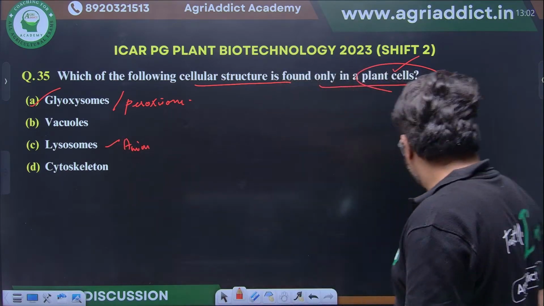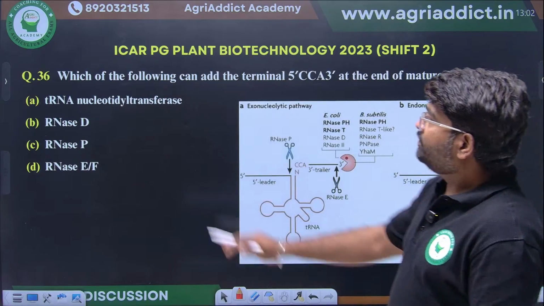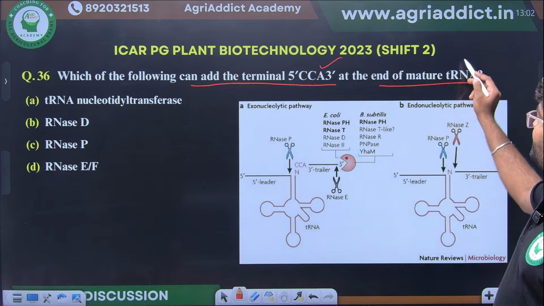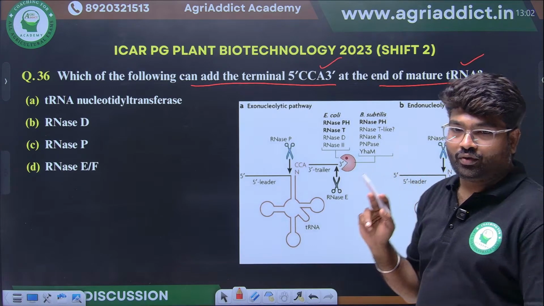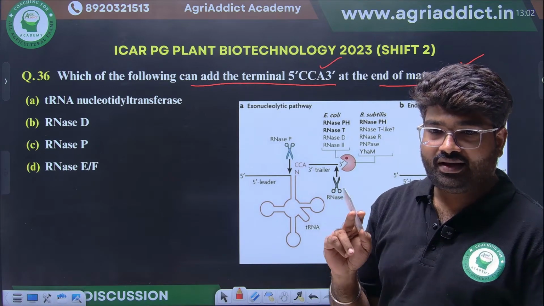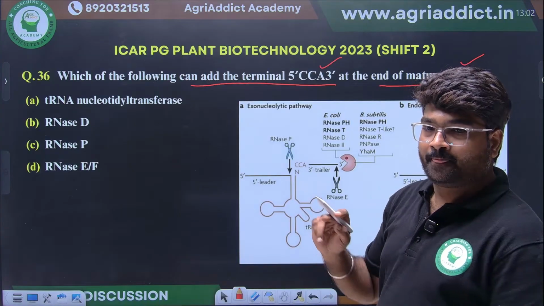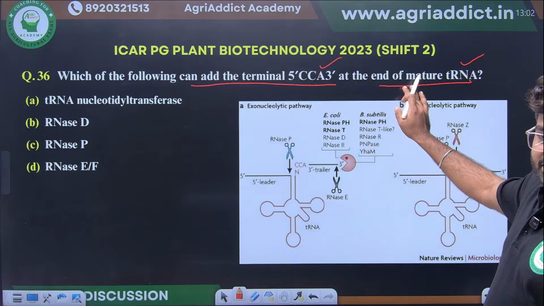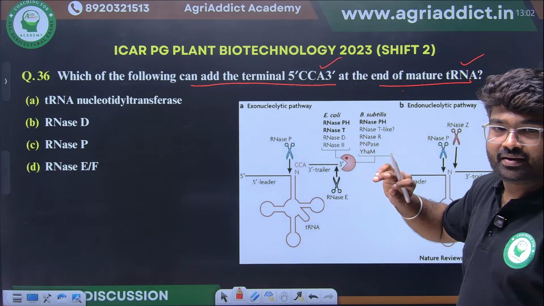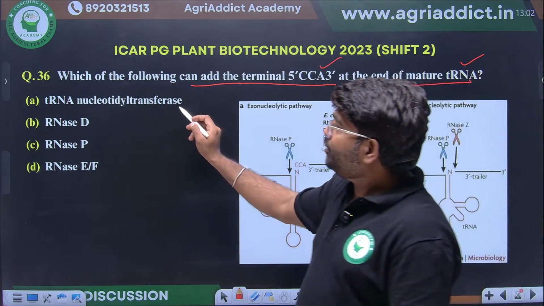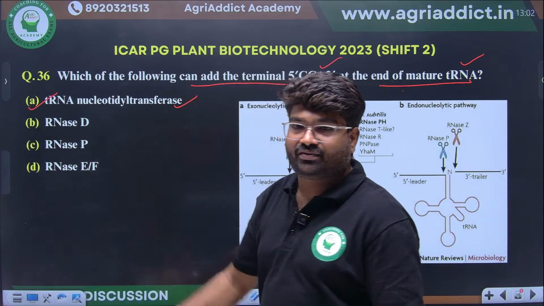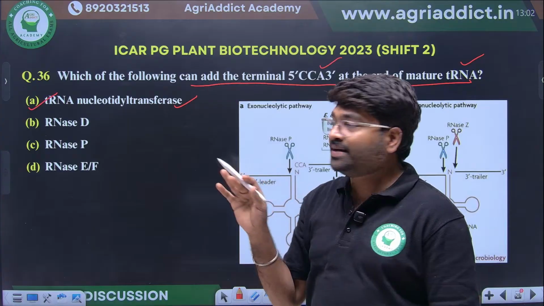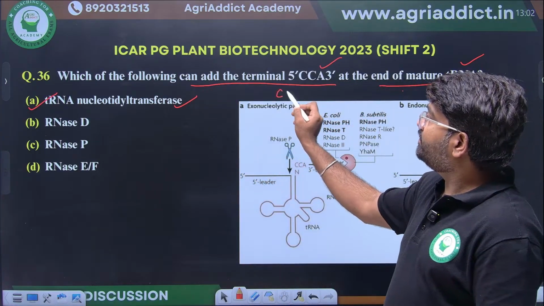Clear? Yes. Which of the following can add the terminal 5' CCA at the end of the mature tRNA? This I already told. What will be added? I told, tRNA nucleotidyl transferase. After synthesizing of the tRNA, this CCA component will be added there.